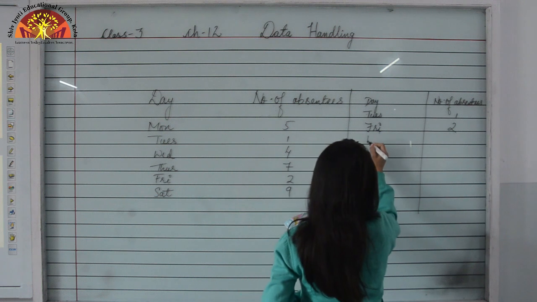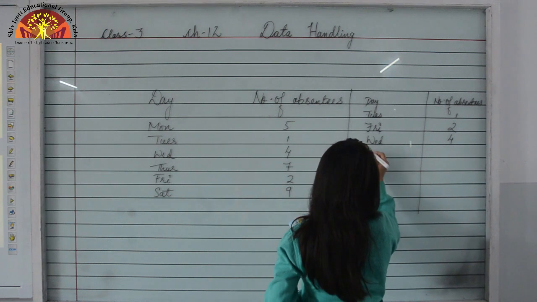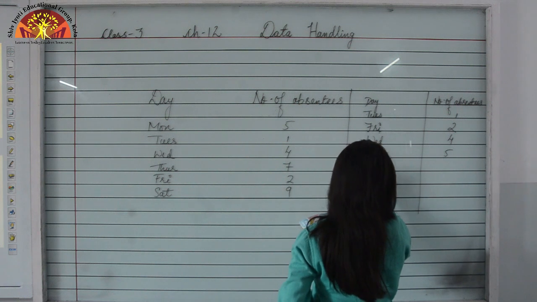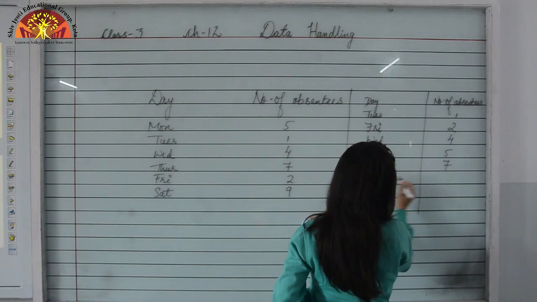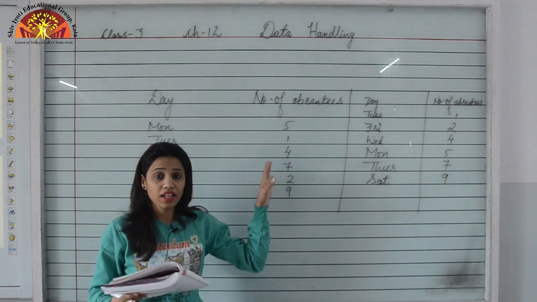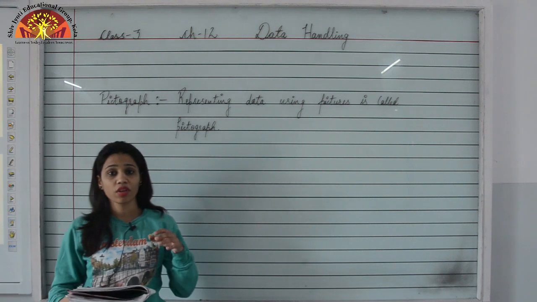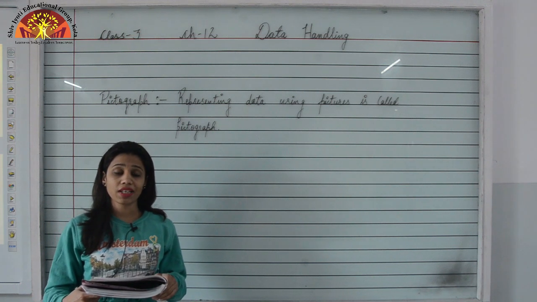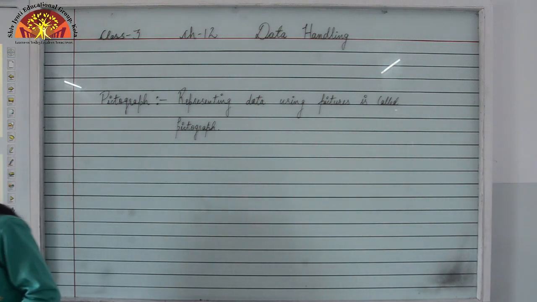After that, on Wednesday, 4 students are absent. After that, on Monday, 5 students are absent. Then after that, on Thursday, 7 students are absent. Then on Saturday, 9 students are absent. So this is how you have to arrange the data in a systematic or a proper way. Students, in this chapter we are going to study how to handle data, that is data handling. Now data can be handled in many ways, but in this chapter we are going to study pictograph and tally marks. So first of all, let's start with pictograph.